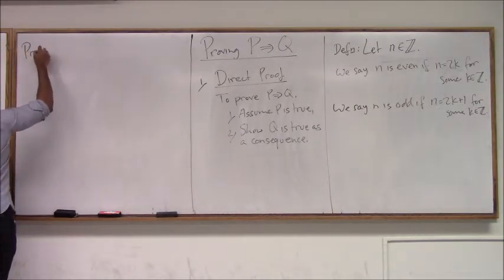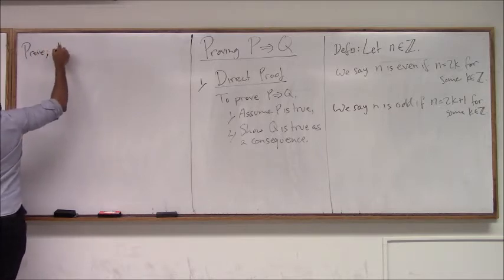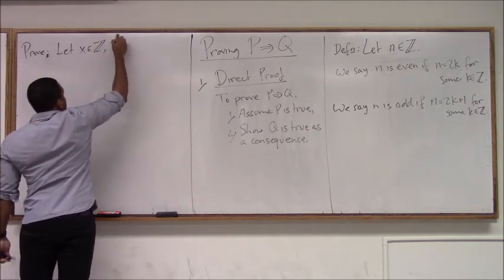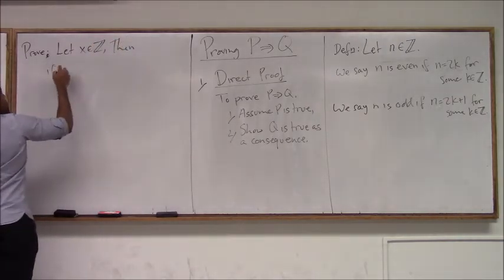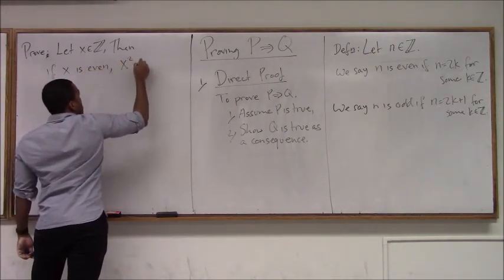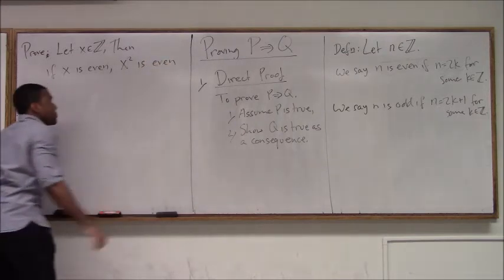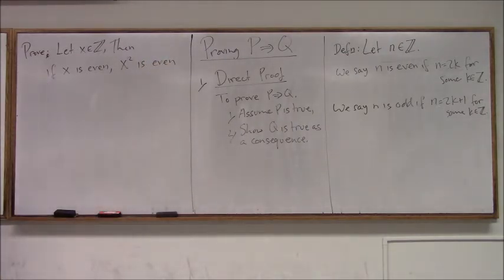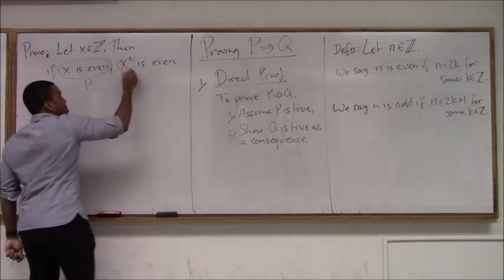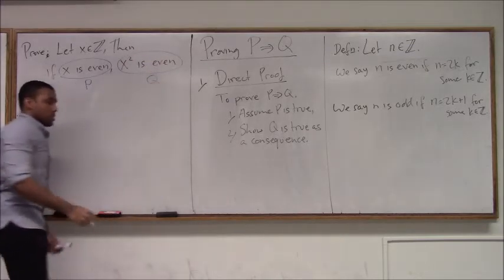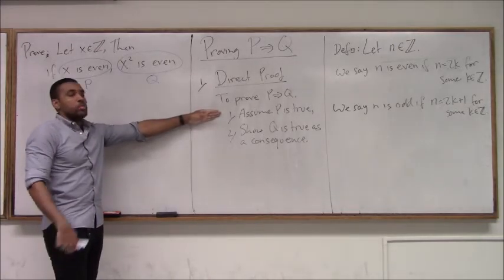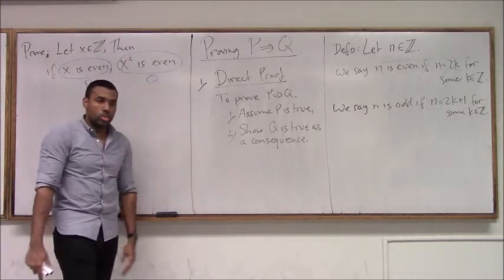Prove: let x be an integer, then if x is even, x squared is even. This is an implication. In this implication, this is my statement P. This will be my statement Q. So a direct proof says we assume P is true. So let's pretend x is even, and then we need to show that Q is true as a consequence.